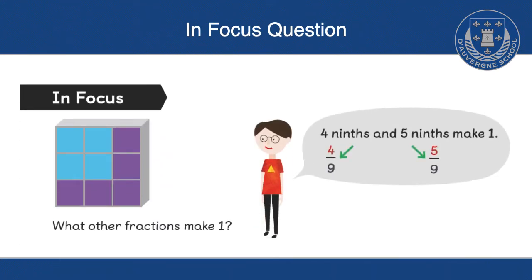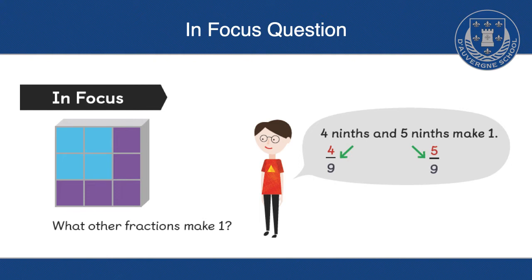So the in focus question. If we look carefully, we have a cube, and on the one face of the cube we have a certain number of squares. Now some are shaded in blue and the others are either not shaded in or shaded in purple, whichever way you want to look at it. So it says, what other fractions make 1? And by 1, we're looking at this as a fraction, so it needs 1 whole. Now at the side it says 4 ninths and 5 ninths make 1.